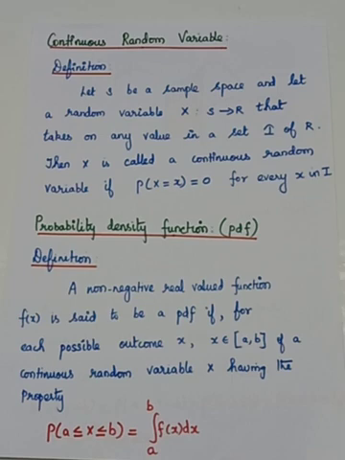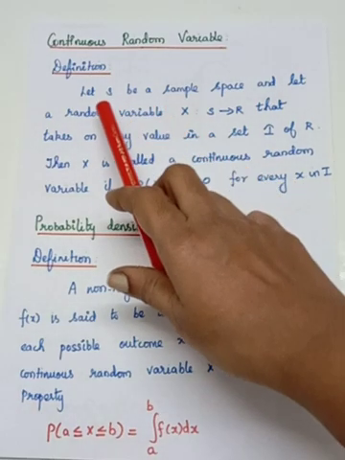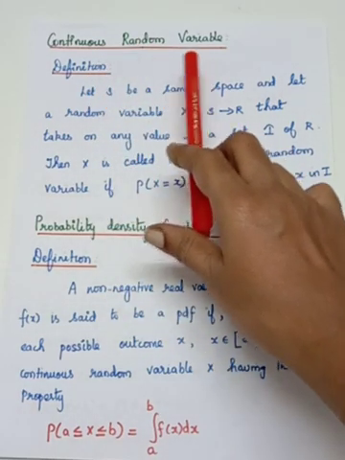For example, the interval 0 to infinity. Interval means we have to consider the set of all real numbers from 0 to infinity, so you will have infinitely many real numbers. If it takes values within the given interval, then the random variable is a continuous random variable. Now see the definition of the continuous random variable.